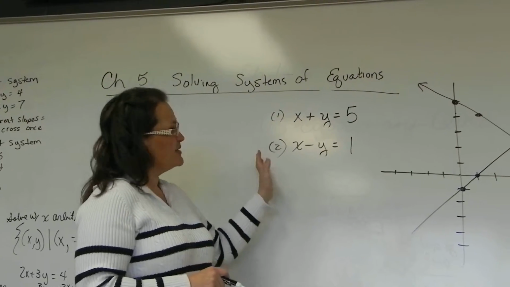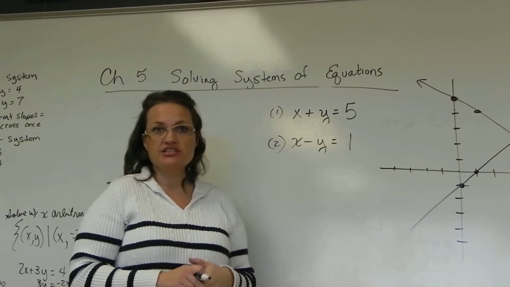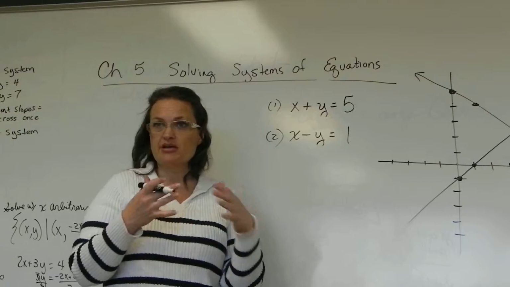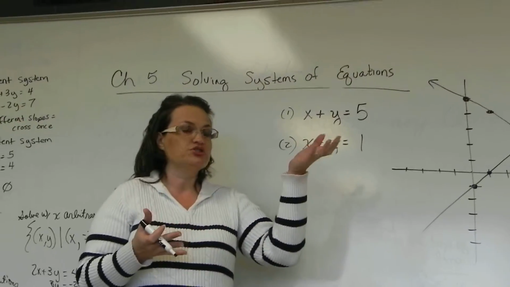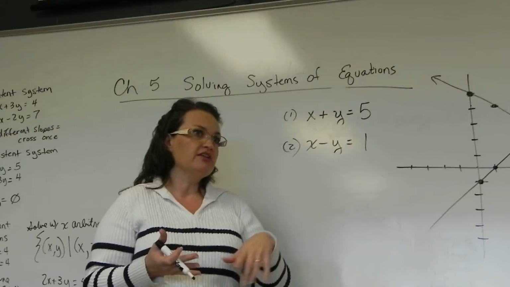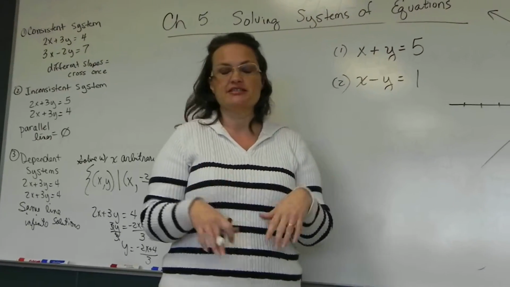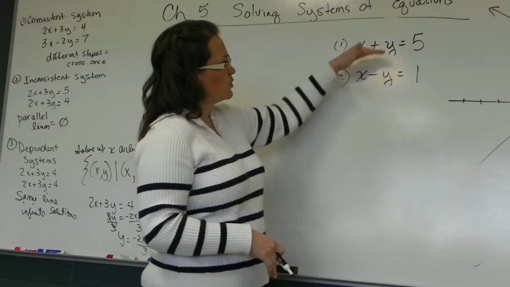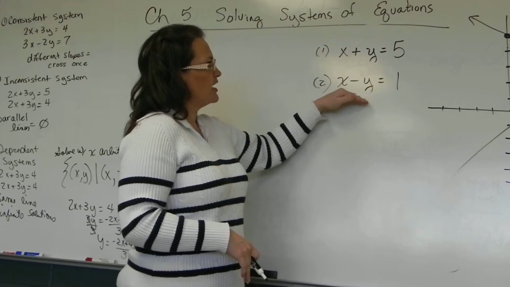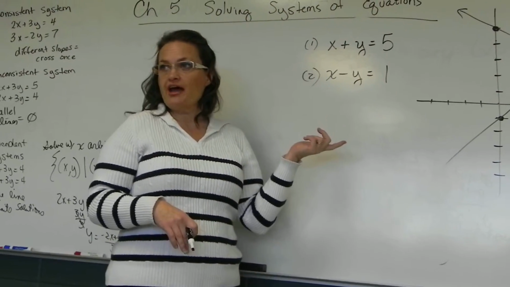So the last method for solving a system is the addition or the elimination method. Sometimes you'll see it called elimination because you're adding the two to eliminate a variable. So sometimes called addition, sometimes elimination. That means the same thing. We're going to add these two equations together such that one of the variables will fall out when you add.